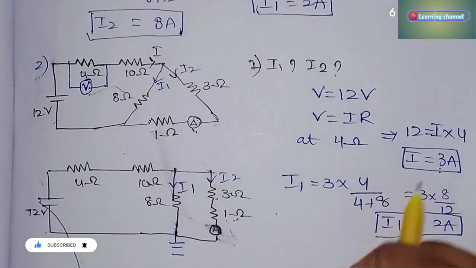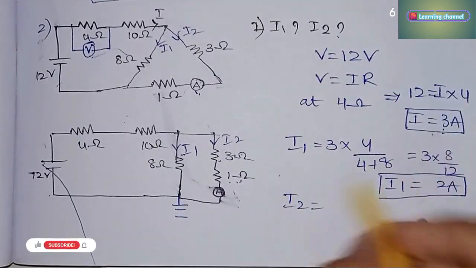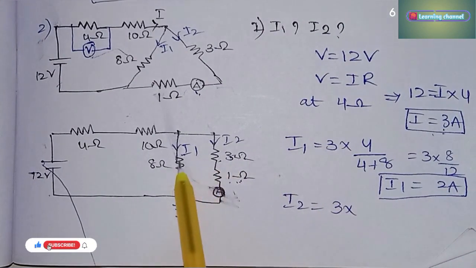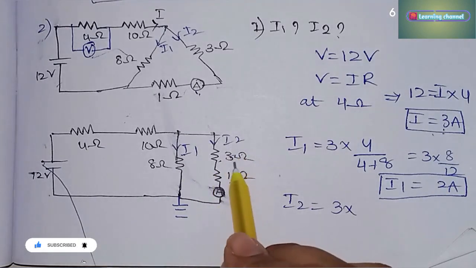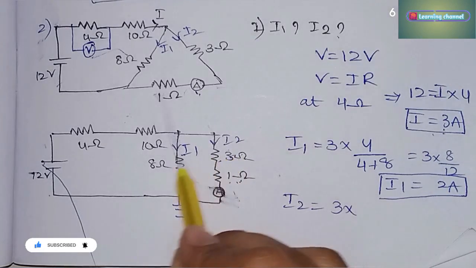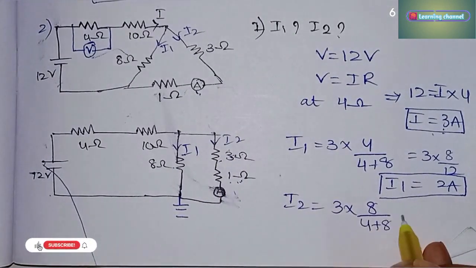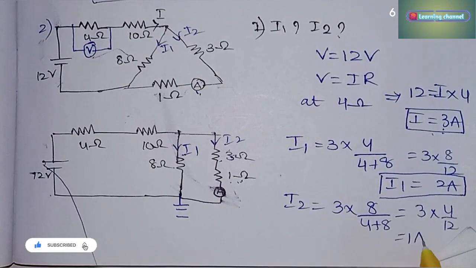And the next one, I2. I2 is equal to the I source, 3, into the opposite resistance. The opposite resistance to the 4 ohms, here we have to consider 4 ohms, not amperes, is 8. So 8 by 4 plus 8. That is equal to 3 into 4 by 12. So that is equal to 1 ampere.